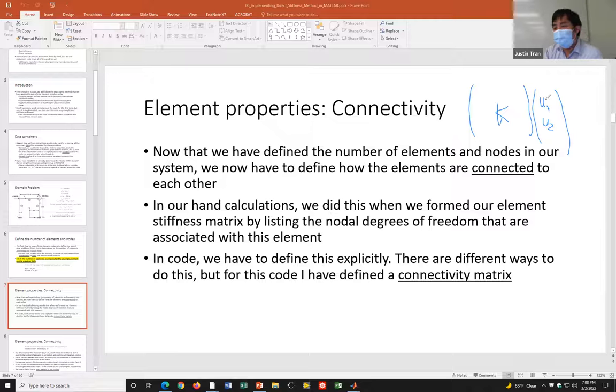And so by doing this, we basically tell ourselves that this element, let's say it's element A, is connected to nodes 1 and 2, okay? And that information was really important for us once we went to assemble, just to make sure that all the elements get put in the right places. Okay. And so we have to do this explicitly for the code. Okay? And so we have to basically define how the elements are connected to each of the nodes. Okay? And the way we do this is through what's called a connectivity matrix.